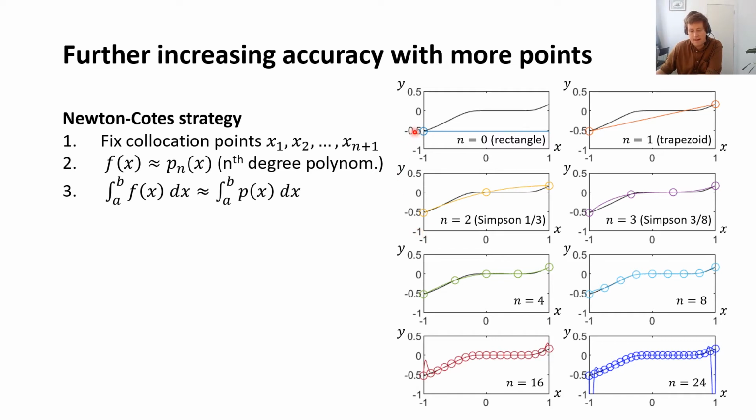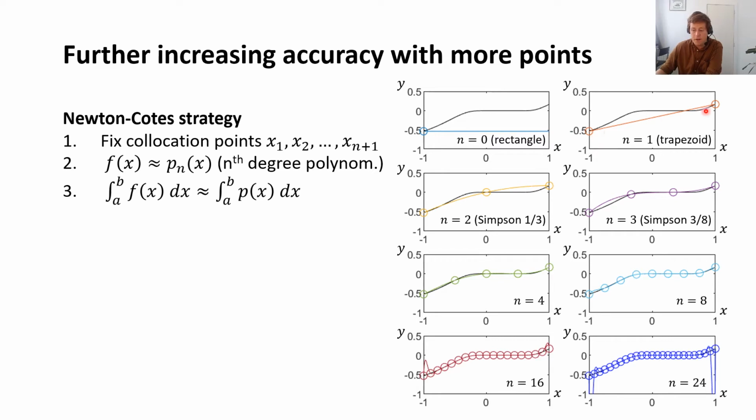If we take n is 0, that means that we only have one collocation point. That collocation point can be, for instance, at the left-hand side of the interval, which corresponds to the left rectangle rule as depicted over here. Or it can be at the right-hand side, which would be the right rectangle rule, or at the middle, which would be the midpoint rule.